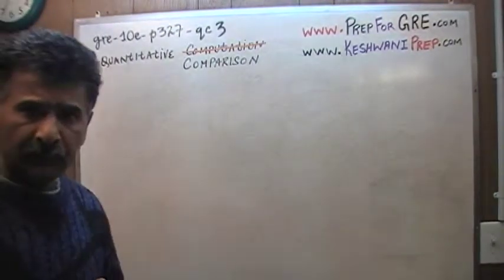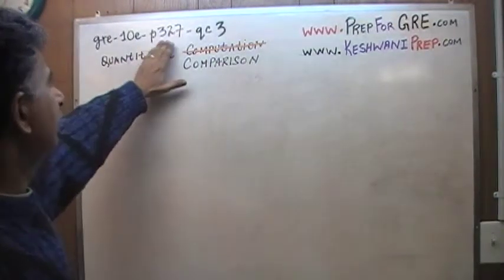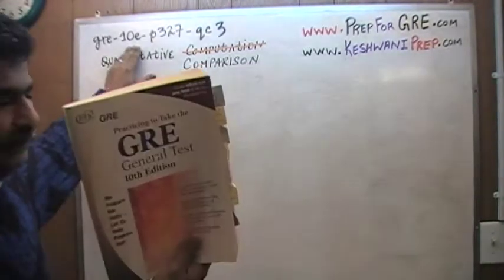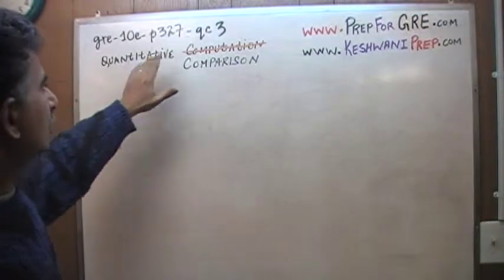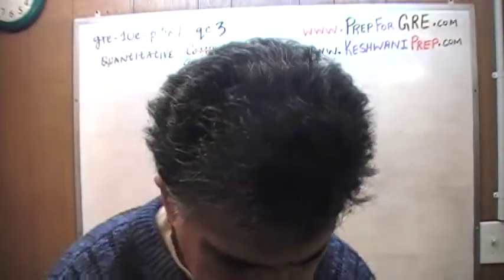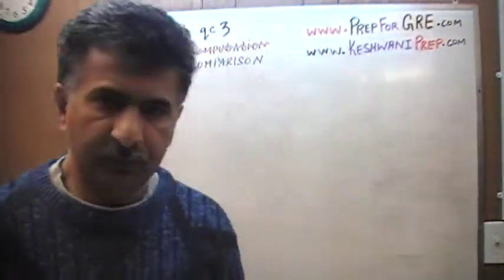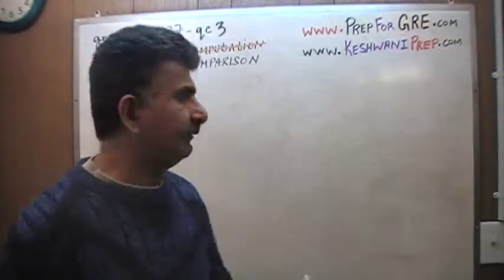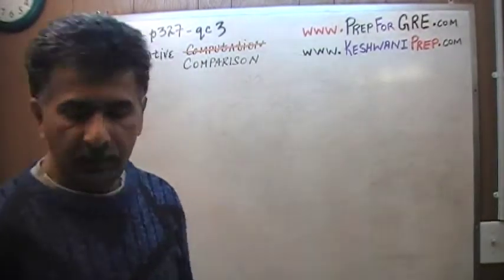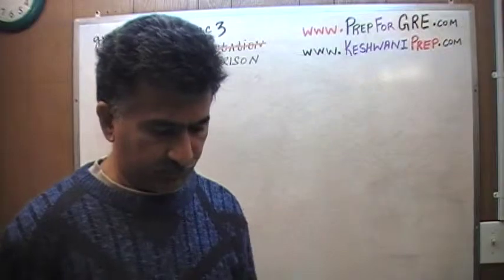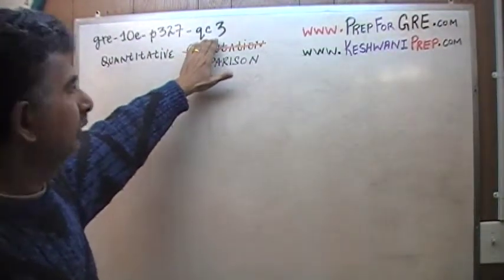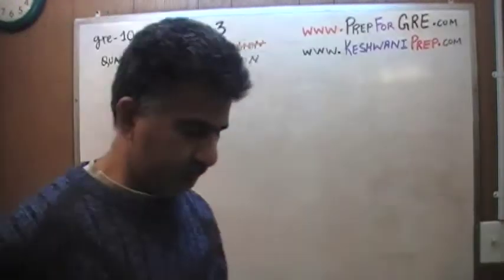The problem that I'm about to solve is the one that you're going to find on page number 327 in the 10th edition that I just showed you right here, hence the 10E, page 327, quantitative comparison question number 3. Let's take a look at it. If you're searching for any particular question, that's the tag you want to use and it will pop right up out of this book. Just type in the 10th edition, the page number, and the QC for quantitative comparison, and the question number.